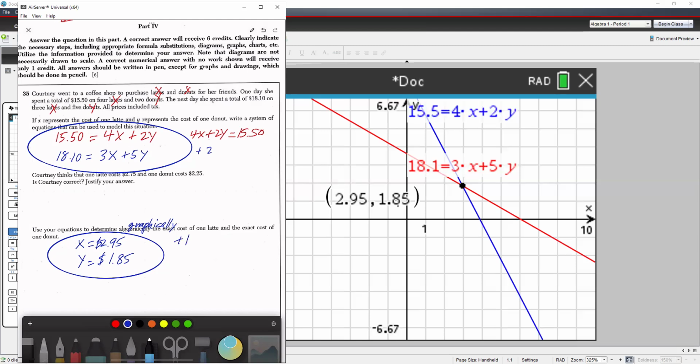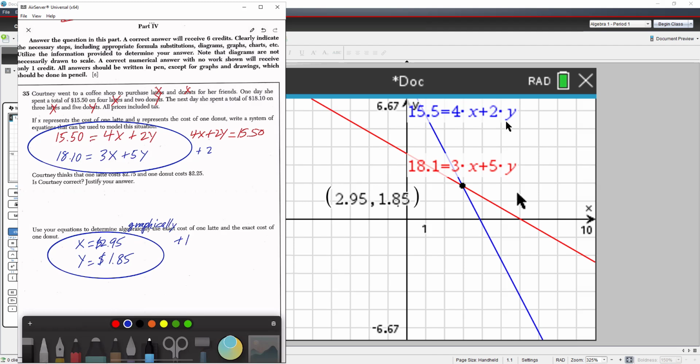Now, the last thing is Courtney thinks she knows what the price is. She says she thinks the price of one latte is $2.75 and the cost of one donut is $2.25. We found the actual prices. So we know she's not right. And you can write that. You can say, oh, I found the prices. The latte is $2.95. The donut is $1.85. So Courtney is wrong. You can do it that way. Or you can just take Courtney's prices and plug them in and see if they make these two equations true. So I'm going to show you how to do that.